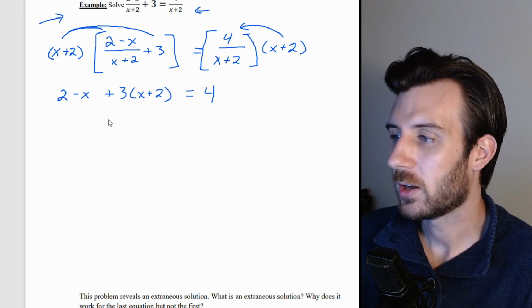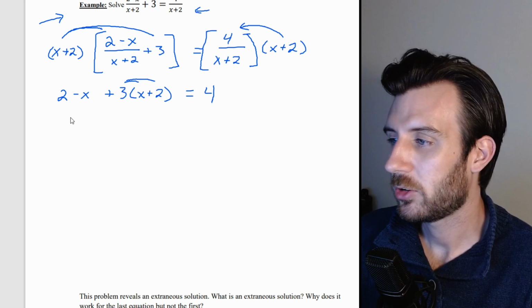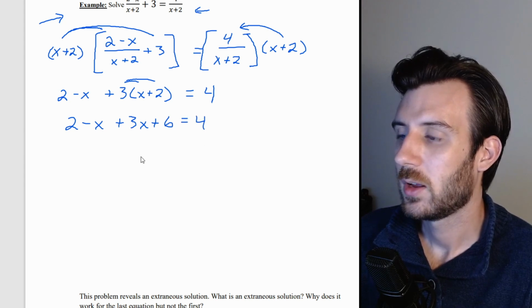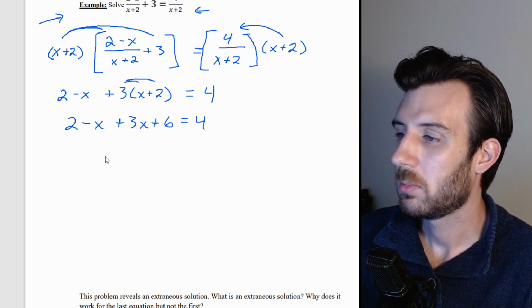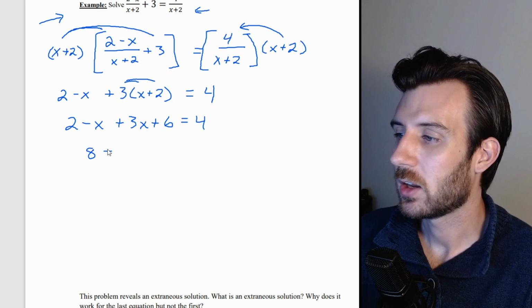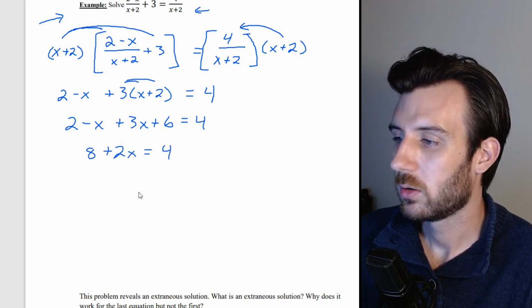Wow, that's so much easier now. Okay, we can do a little bit of distribution again to simplify this 3 and the x plus 2. So this will be 2 minus x plus 3x plus 6 is equal to 4. And then from here, it's just combining like terms. So we've got 2 plus 6 would be 8. Negative x and a 3x would get us 2x's, and then we would have the 4 left over.